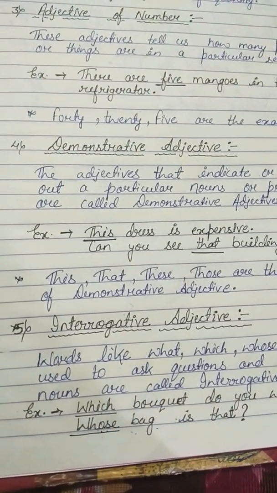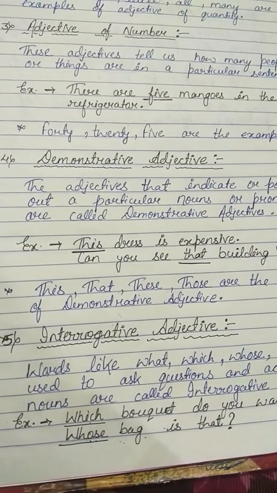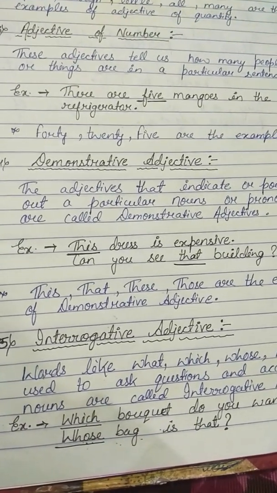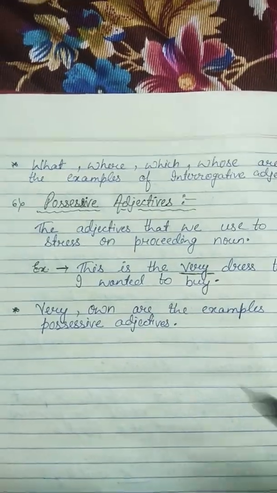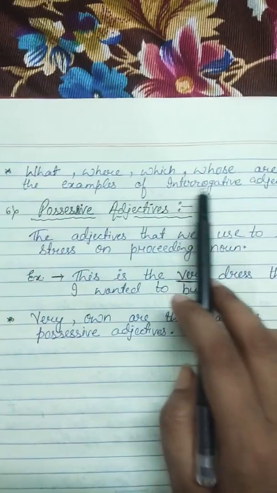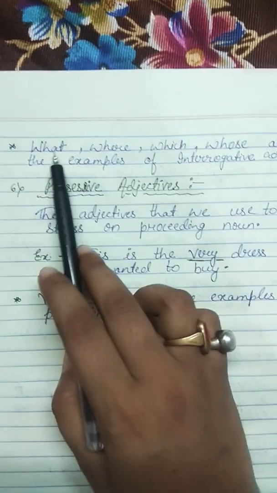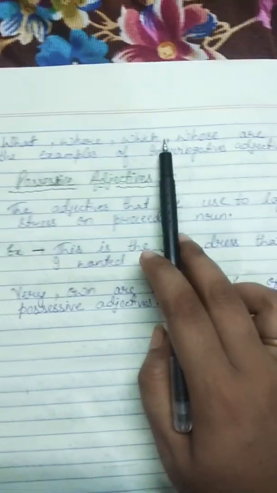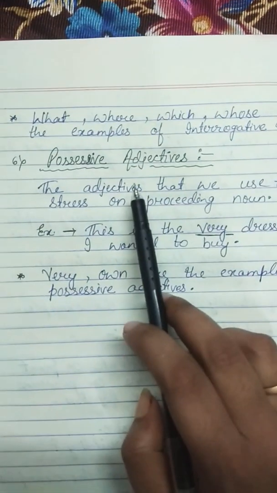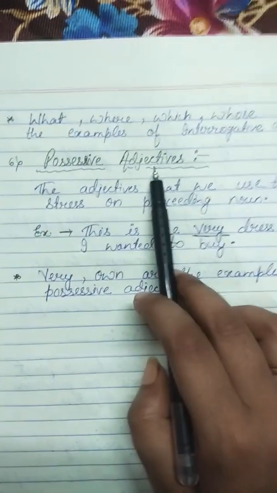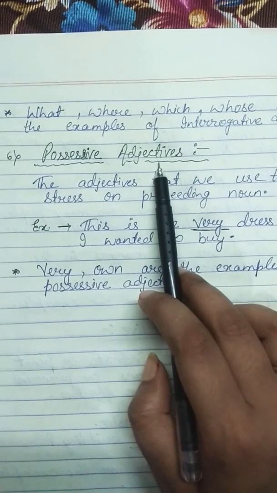Now moving on to our next and the last type of adjective, that is possessive adjective. These are the examples of interrogative adjectives: what, where, which, whose. Now possessive adjectives. This is our last type of adjective.